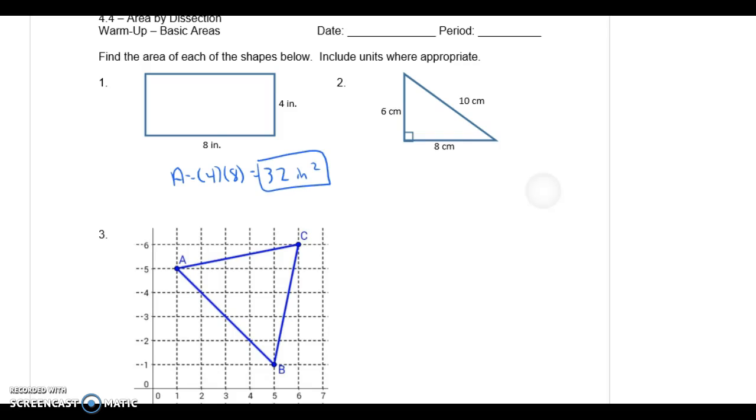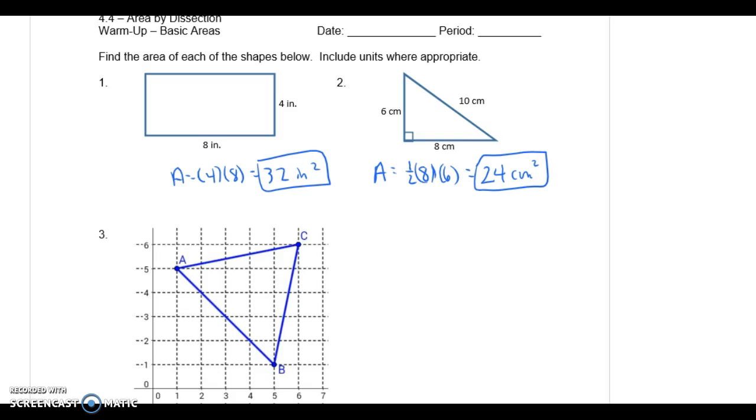For the triangle, we're going to use the formula 1/2 base times height. Our base is 8, and our height is 6. When we take 1/2 of 8 times 6, that's going to give us 24 centimeters squared for the area of that triangle.